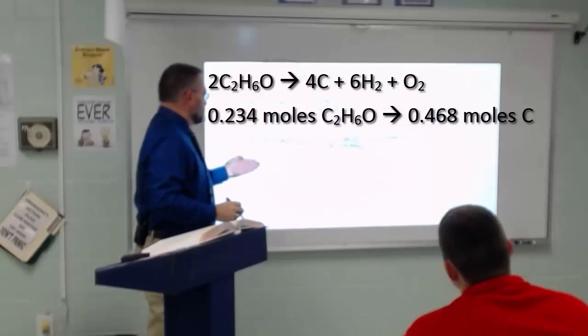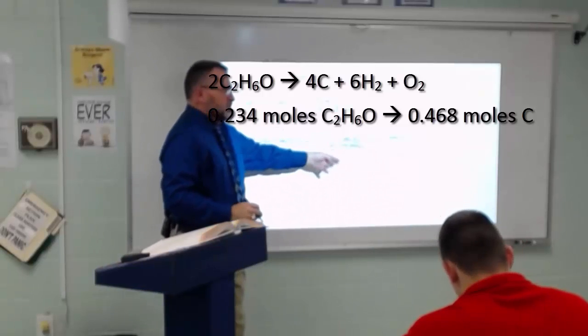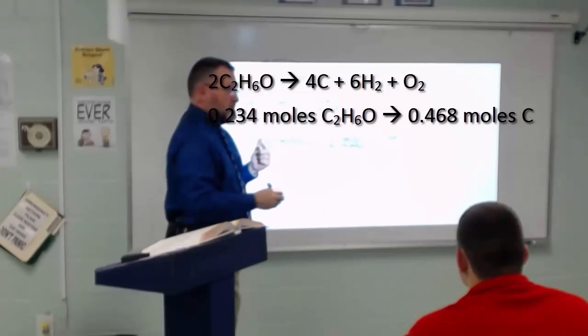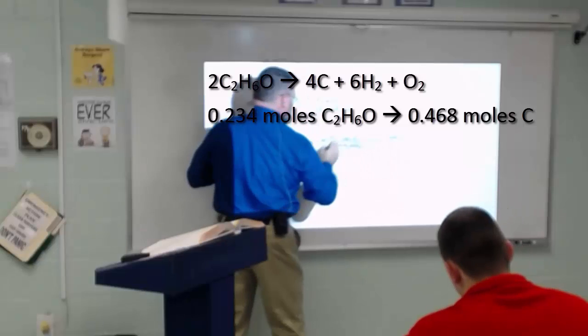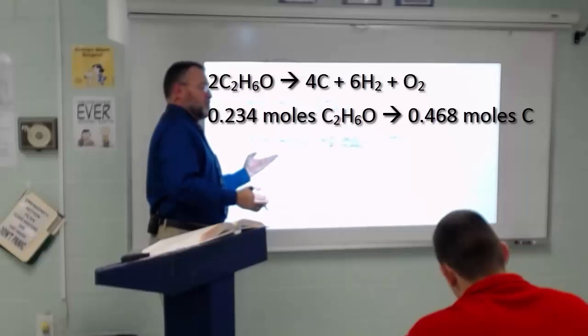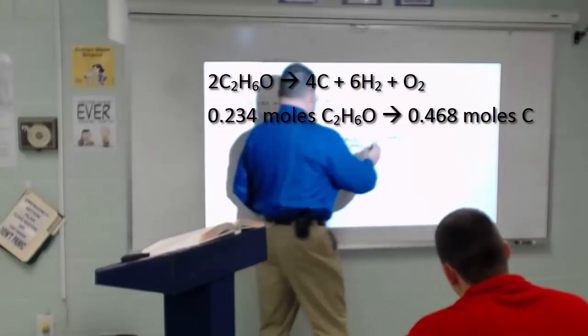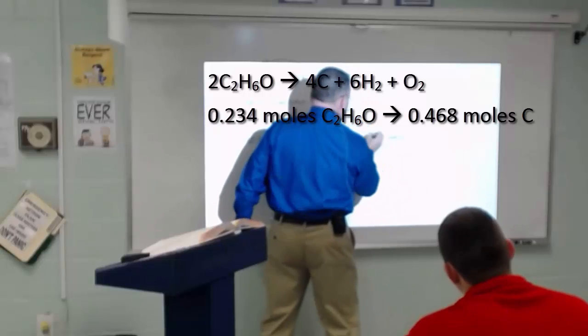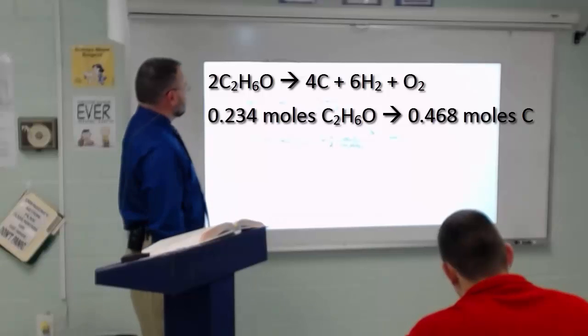So whatever my number of moles is, times a multiplier of 4 over 2, which reduces down to what? This whole thing reduces down to 2, right? See, it doubles it. So whatever I have in terms of moles of C2H6O, I can double it and know that that's the number of moles I'm going to end up with in carbon. I'm going to double it.